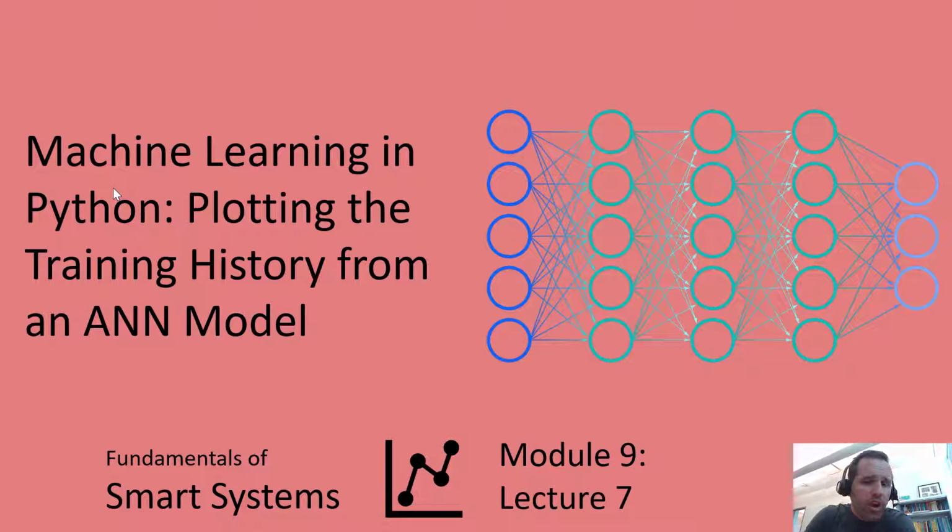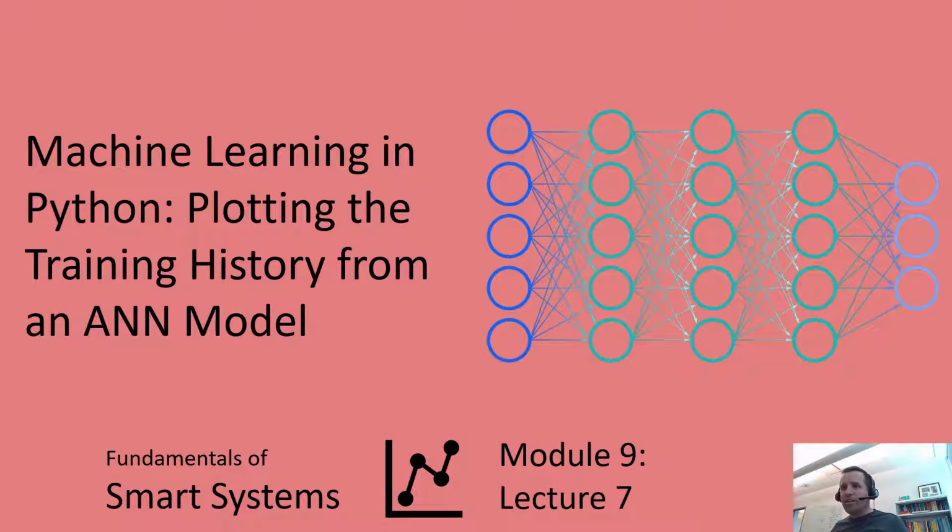In this video lecture, I'm going to show you how to plot the training history from an artificial neural network model. Artificial neural networks are the broad category of machine learning model, and specifically we have fit a multi-layer perceptron where all the model flows from one direction to the other, from inputs to outputs, and there is no recursion or looping back of any connections.